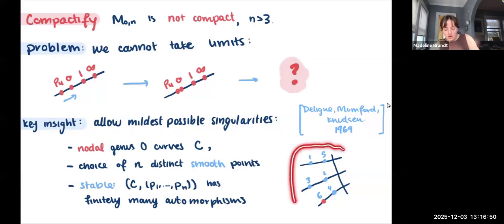So here's an example of a 6 marked nodal genus 0 curve. How you should think about this picture is that each of these sticks corresponds to a P1. And when they meet in an X, that's a node. And then these blue points are my marked points. And the stability condition is equivalent to just asking that every stick has 3 special points, so either a marked point or a node. Okay, so that's an example of something that's been added to the space.